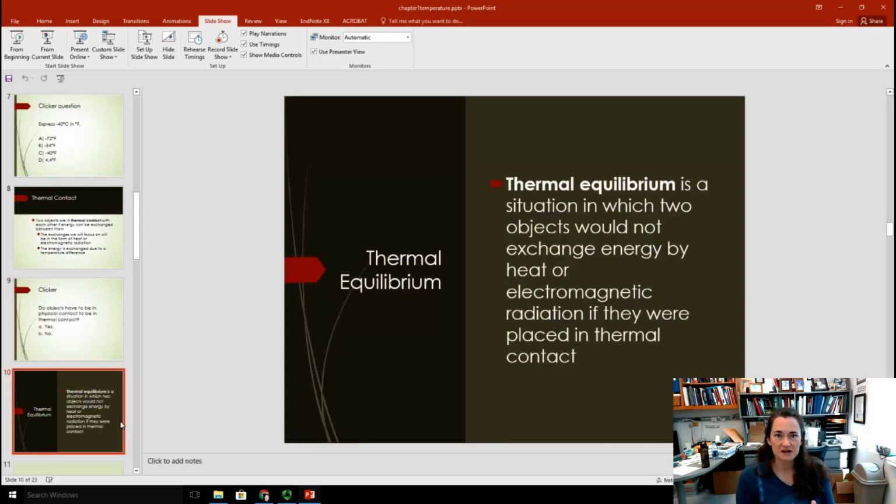I'd also like to define thermal equilibrium. Thermal equilibrium is a situation in which two objects wouldn't exchange energy by heat or electromagnetic radiation if you did place them in thermal contact. In other words, objects are at thermal equilibrium when they're at the same temperature.